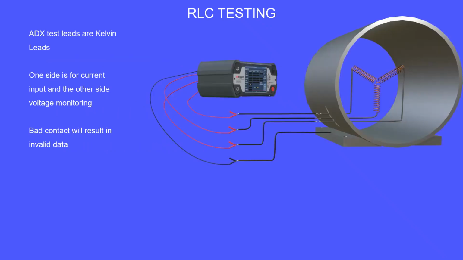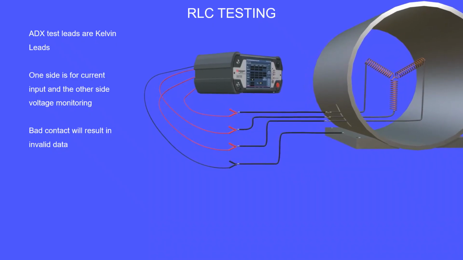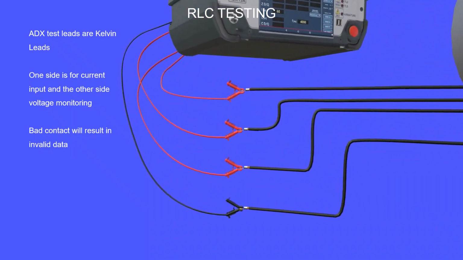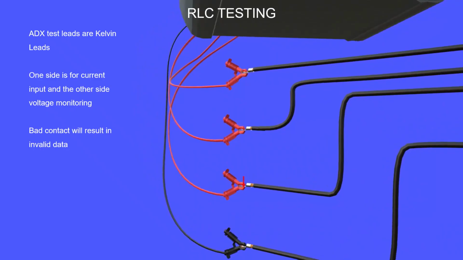The ADX test leads and the AWA low voltage test leads are Kelvin leads. Kelvin leads are necessary to subtract lead resistance from the total measurement. Kelvin leads use both sides of the connector. It is extremely important to accomplish a good connection on both sides to ensure a trustworthy result. Bad contact will result in invalid data.